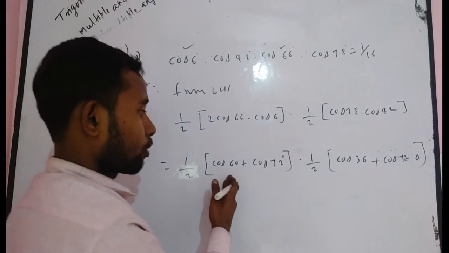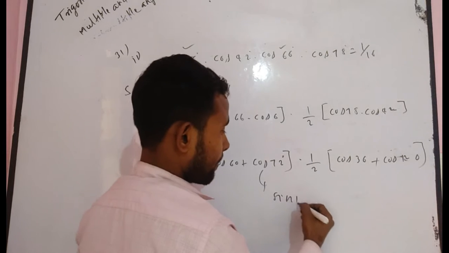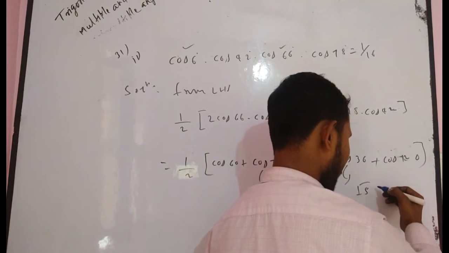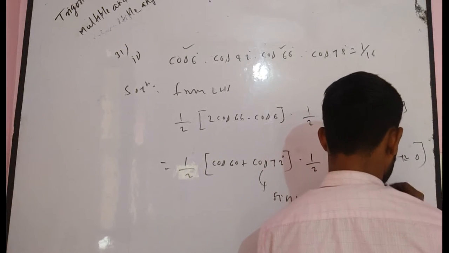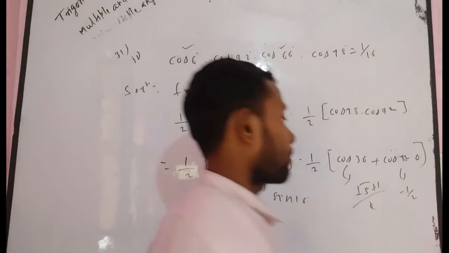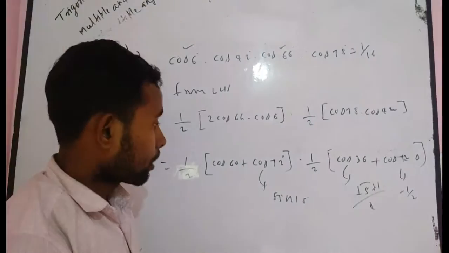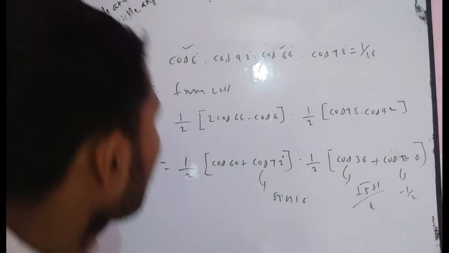Now you have to put the value of cos 60, cos 72. cos 72 is equal to (root 5 minus 1) by 4. cos 36, I have already told you, will be (root under 5 plus 1) by 4. And cos 120 will be what? Minus half. Now you have to put the value and manipulate it. I think you understand it.